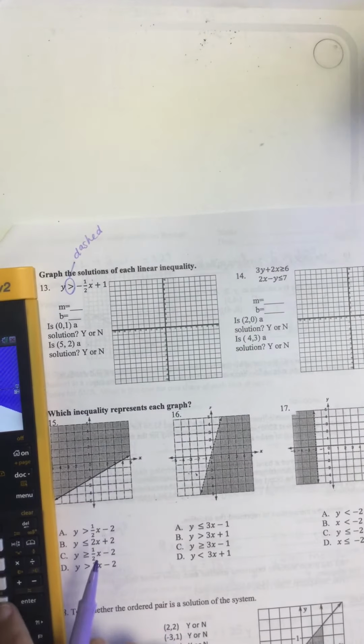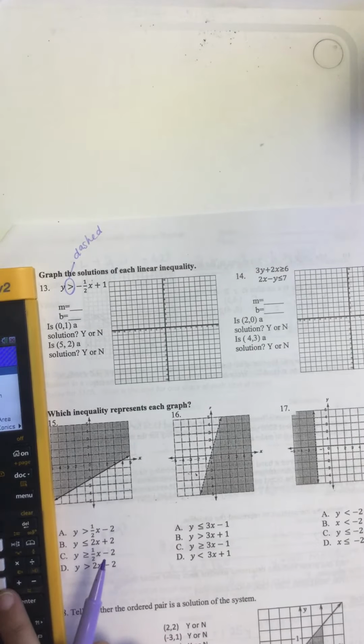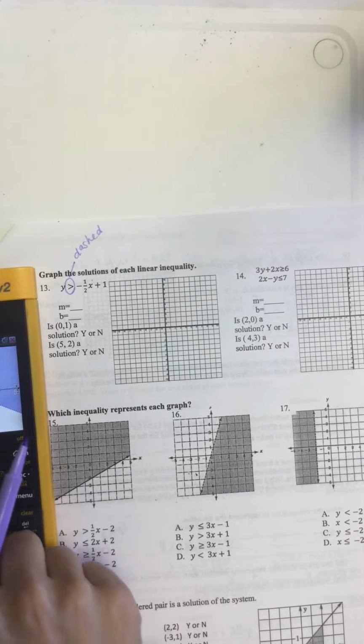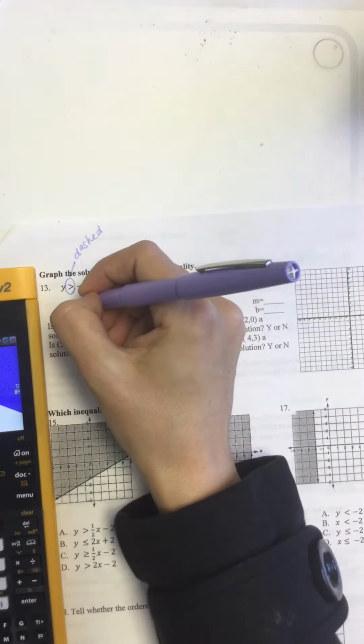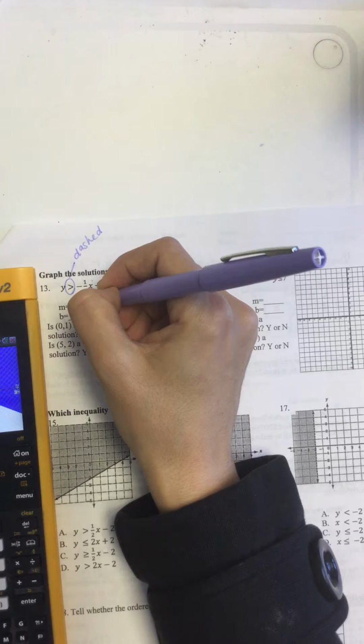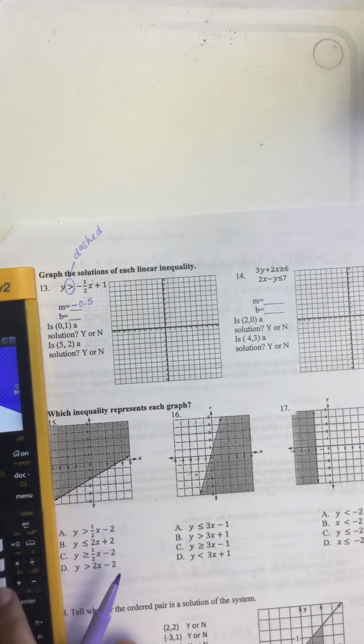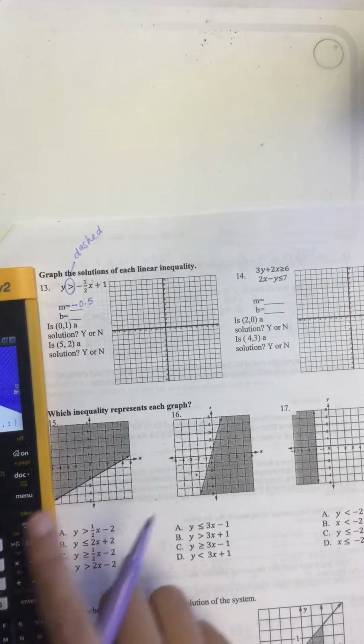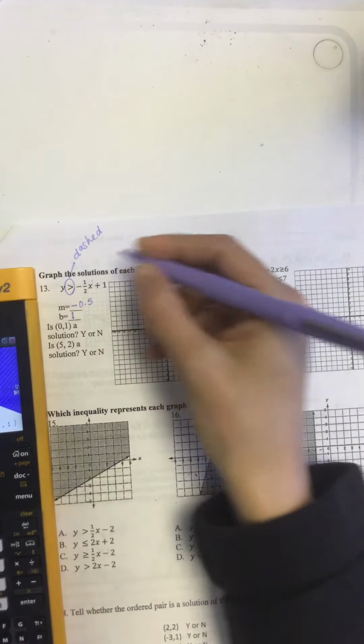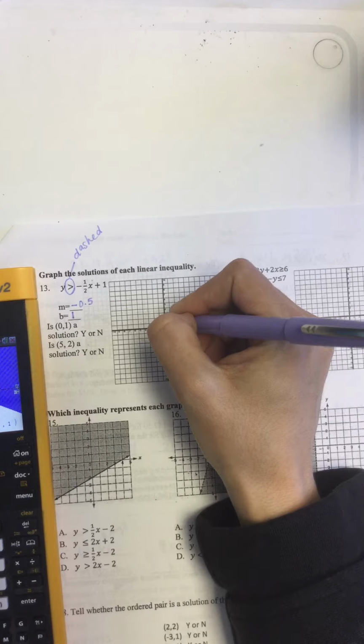We're going to go menu 6, 5 gives us our slope. Our slope is negative 0.5. To find our y-intercept, we're going to go menu 5 trace and graph trace. And our y-intercept is 1. So we put a point at 1.